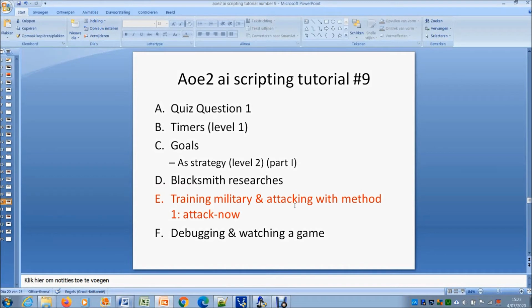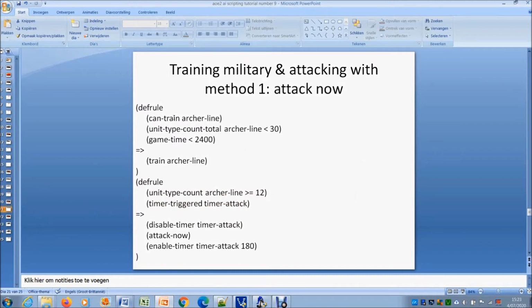Training military and attacking with method 1 attack now. A new defrule. Can train archer line. Unit type count total archer line is smaller than 30. Game time smaller than 2400, which is 40 minutes. So a long time to execute an archer rush, but again this is an example. And train archer line. Unit type count archer line is greater or equal to 12, and timer triggered timer attack.